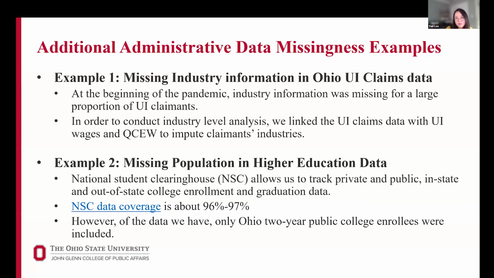And when we traced back to the underlying reasons, we found that the way we get this data is that the state agency sends a list of student IDs to the National Student Clearinghouse, and they return a set of data for this specific list of students. And because the state agency is only interested in follow-up two-year public college enrollees, actually only this group of students was included in the data that we're using.